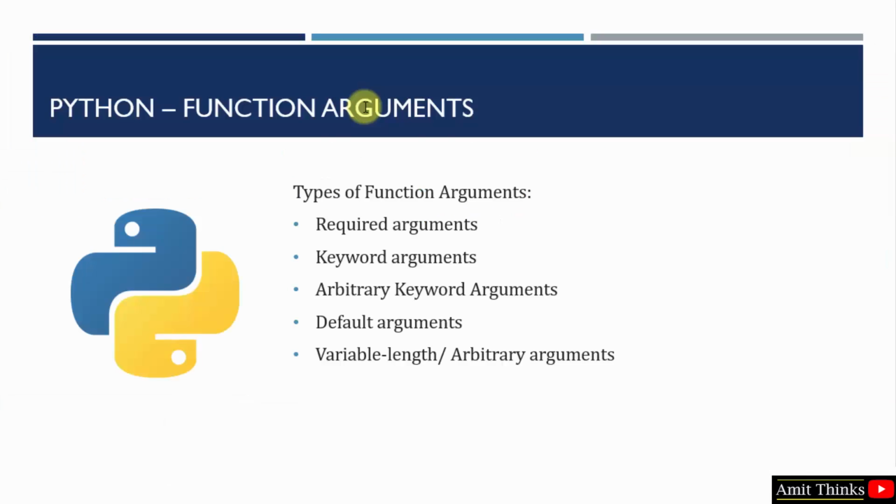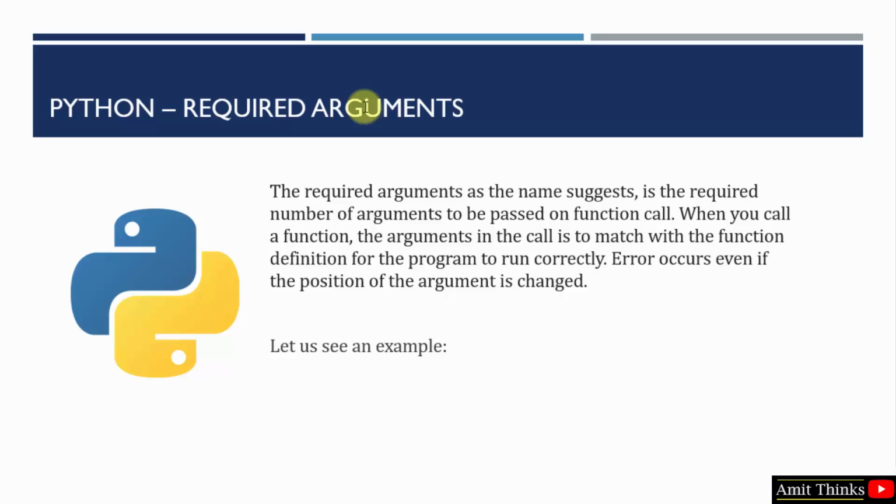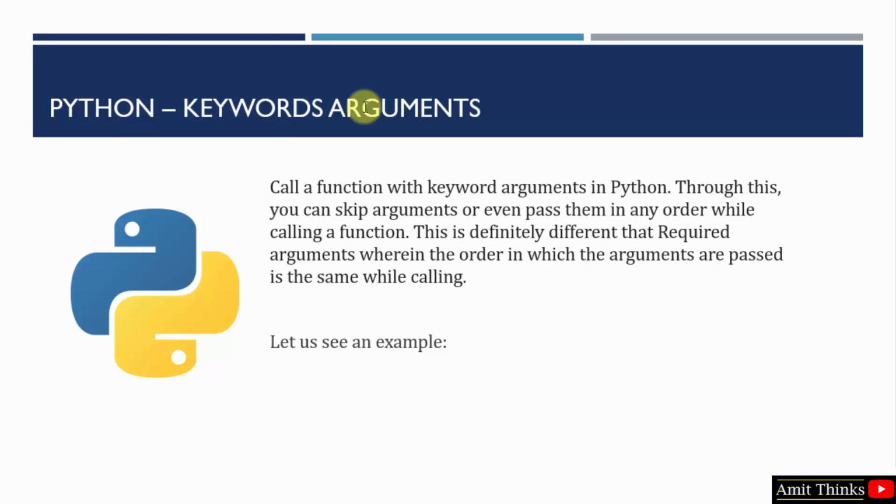We have completed all these with examples, the types of function arguments. Herein we saw the first one, required arguments. It is the required number of arguments to be passed on function call. If you miss any of the arguments, there will be an error. We saw that. Then we worked around keyword arguments. Through keyword arguments we can easily pass the arguments in any order while calling a function. This is completely different from required arguments. In required arguments you cannot skip any argument and you cannot even change the order. If you do that, there will be an error.